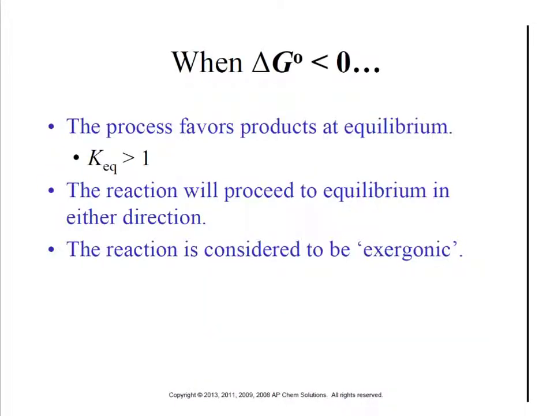So for a reaction as written, if delta G is less than 0, so if it's a negative number, the process will favor the products at equilibrium, which means the KEQ is going to be greater than 1 as well. So the reaction will proceed to equilibrium, and it'll do it in either direction. And we consider this reaction to be exergonic, which is just a fancy way of saying that delta G is less than 0.